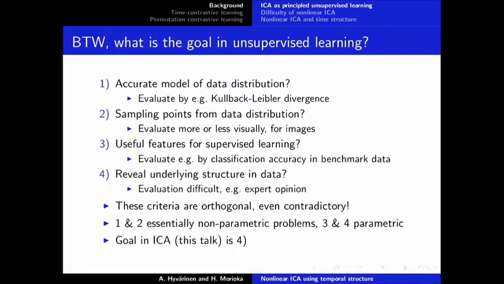So what I'm doing here in this talk, and actually what people mainly do in ICA, is to try to work towards goal number 4. That is, I will try to find some kind of underlying structure in the data. I'm not interested in sampling points or not even having an accurate model of the distribution. I'm really interested in finding some hidden underlying structure in the data.